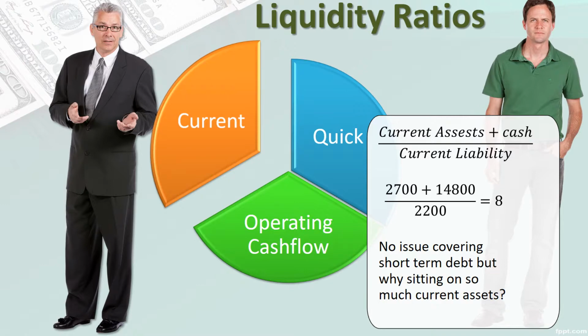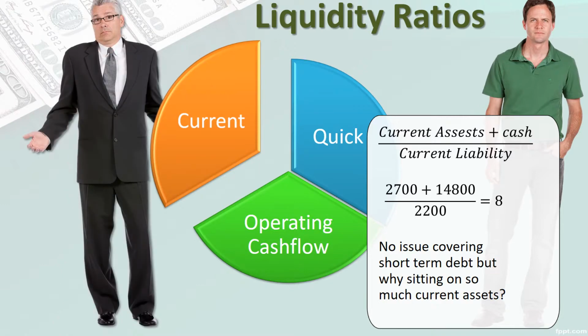However, a ratio this large makes me wonder, why is it so large? And in this case, it's because they're holding a lot of cash. And then that makes you ask the question, is this the wisest use of a cash resource?